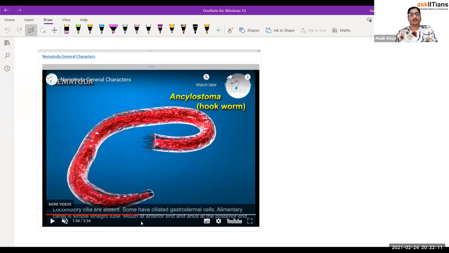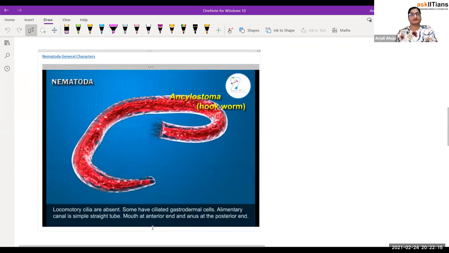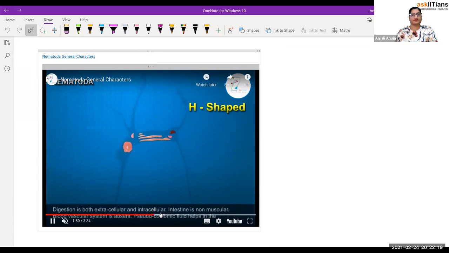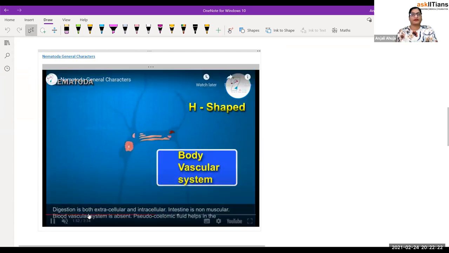Alimentary canal is a straight tube. Mouth and anus are present. So that's a complete digestive system. Digestion is both extracellular and intracellular, meaning digestion happens inside the cells also. And like in our body, many cells come together in the stomach and digestion starts. So that's extracellular. In them also that is present.